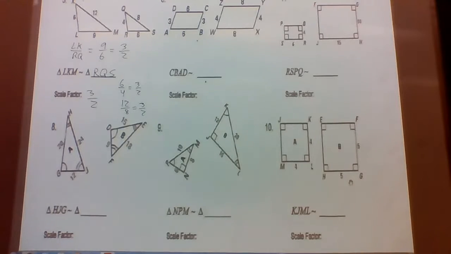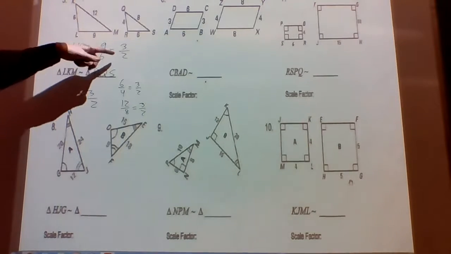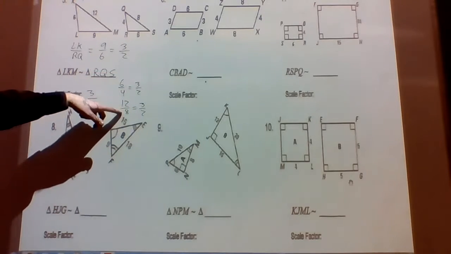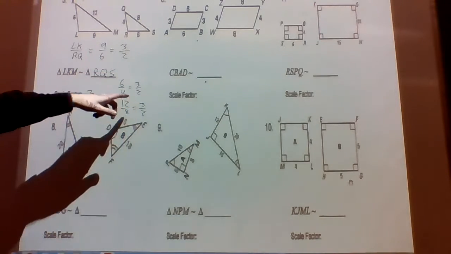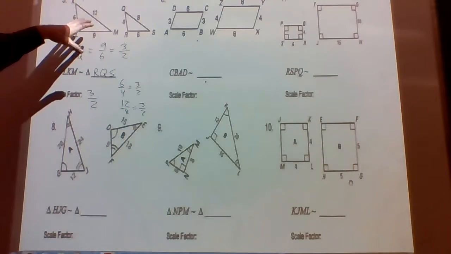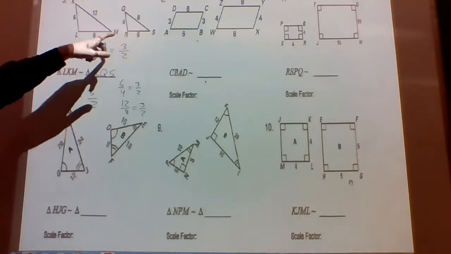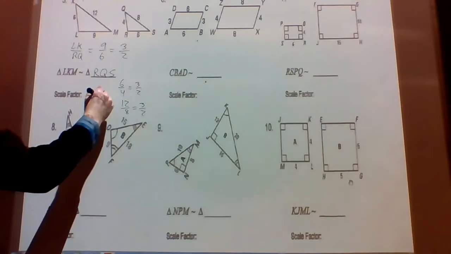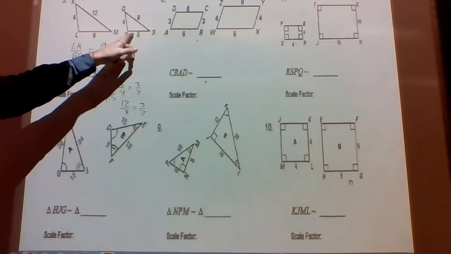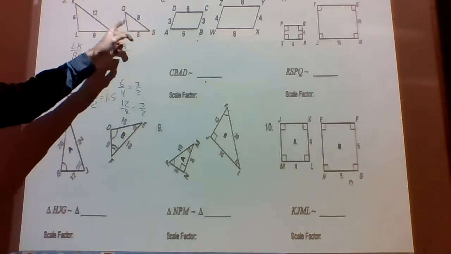We could have also flipped it, done 6 over 9 and got 2/3, 4 over 6 and got 2/3, 8 over 12 and got 2/3. So the first triangle is 3 halves times bigger than the smaller triangle. 3 halves is equal to 1.5. So this is 1.5 times bigger than this triangle. This triangle is 2/3 the size of this one.